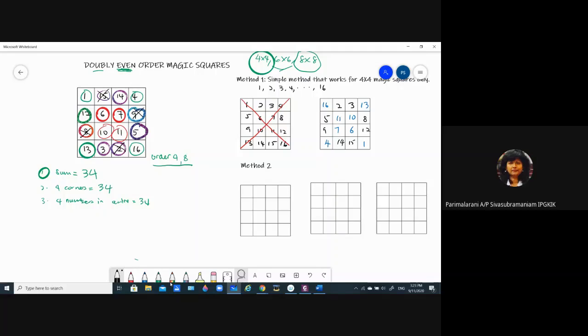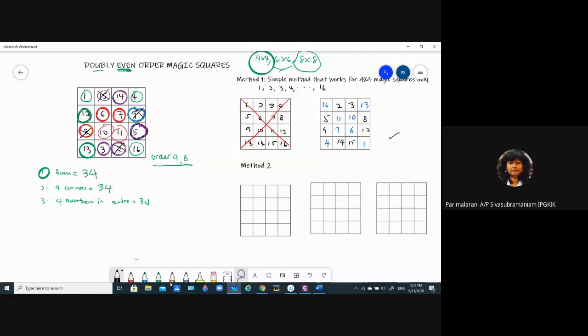Thirty-four. Yes, 34. Okay, so is it correct? So this is one method. One simple method that works for a 4 by 4 magic square only. This only works for order 4. It doesn't work for 8 and 12 and so on. It doesn't work for other doubly even order magic squares.